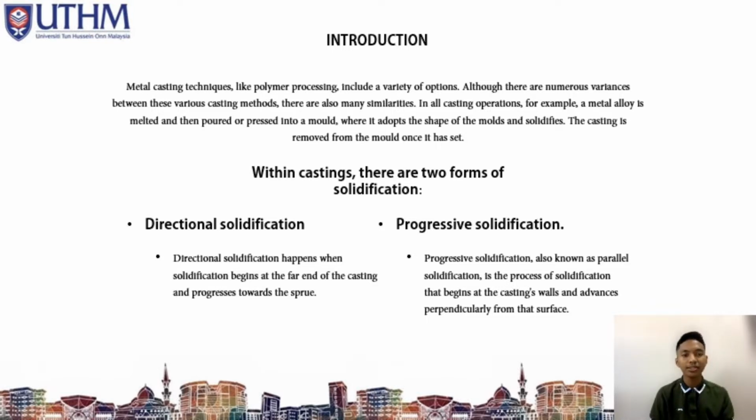Within castings, there are two forms of solidification. First, directional solidification, and then progressive solidification. Directional solidification happens when solidification begins at the far end of the casting and progresses towards the sprue. Progressive solidification, also known as parallel solidification, is the process of solidification that begins at the casting walls and advances perpendicularly from the surface.